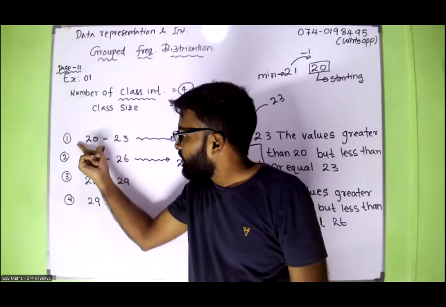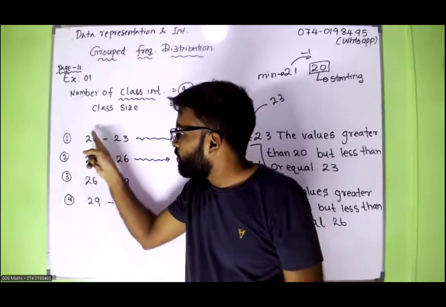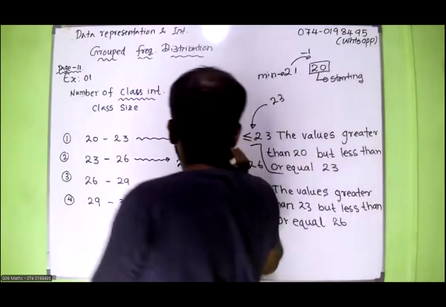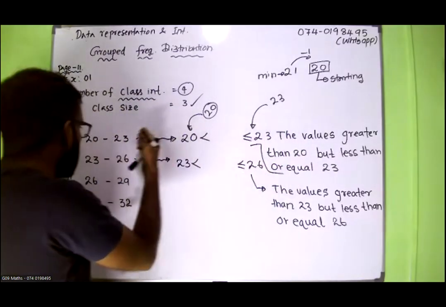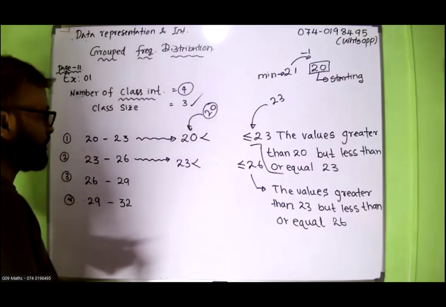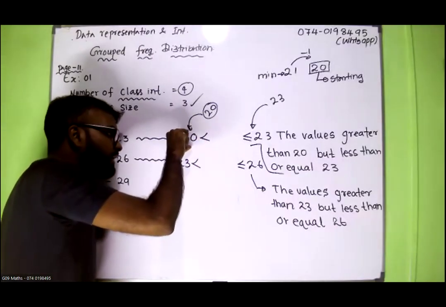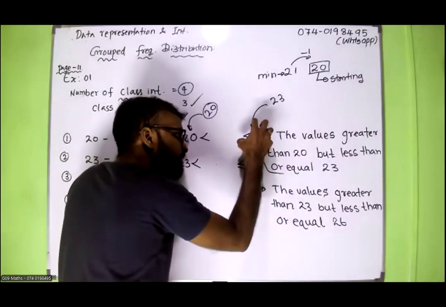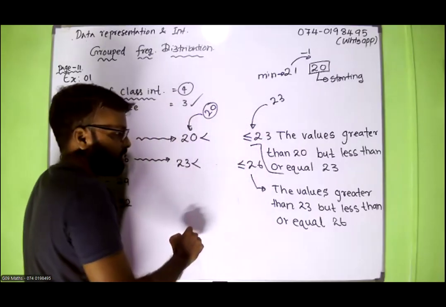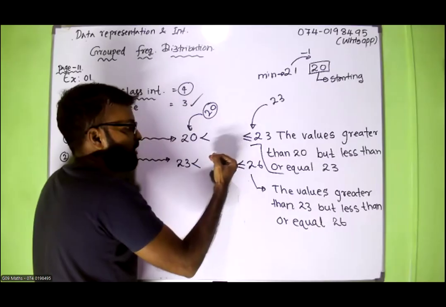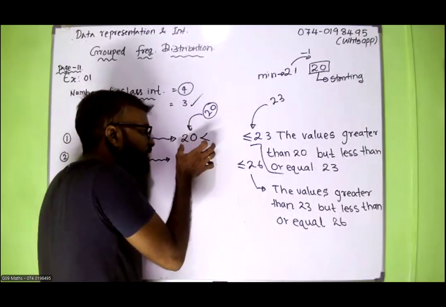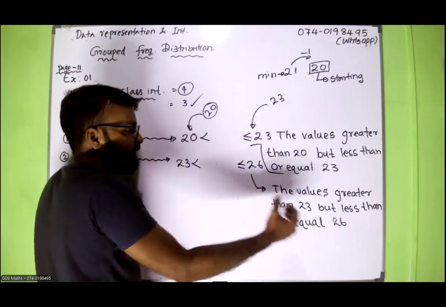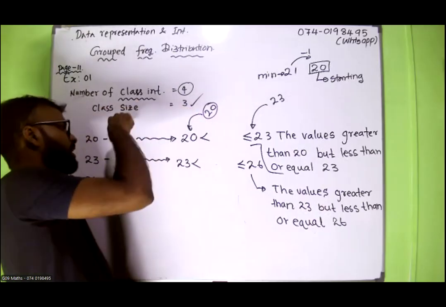Because the first value, this 20, will not be included here, we have to define the range of the first class interval like this: the values which are greater than 20 and less than or equal to 23. So all the values in between, 21, 22, 23, are inside this first class interval.